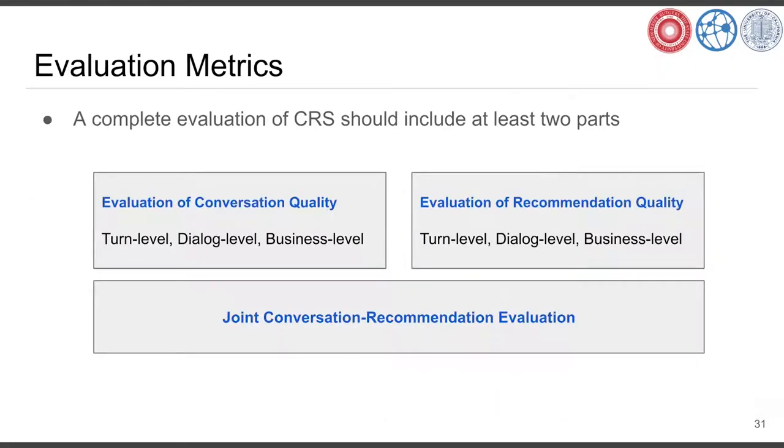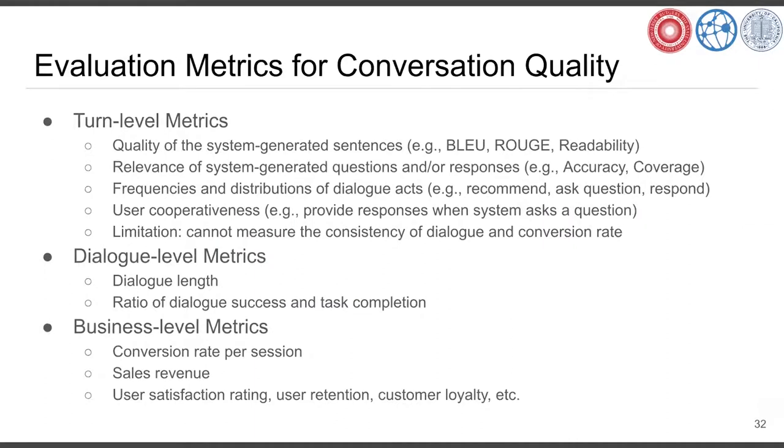To be more concrete, here we will talk about the specific metrics that can be used to evaluate a CRS. Before talking about the specific metrics, a complete evaluation of CRS may include at least the following parts. If we want to evaluate only the conversation quality, we may consider the turn level, dialogue level, business level, etc. Also, if we only evaluate the recommendation quality, we may consider these three levels. And sometimes we jointly evaluate both recommendation and conversation performance. To evaluate the conversation quality, these are possible metrics we can consider.